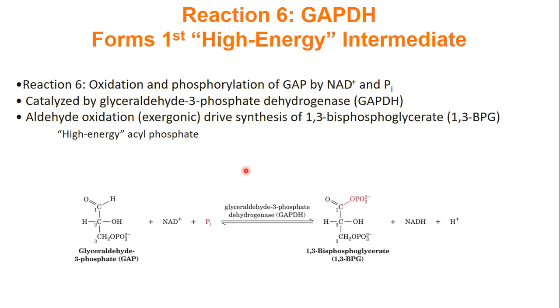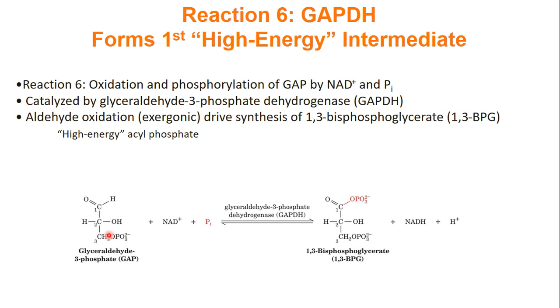So let's start getting into how we get energy out. So we're going to start with phase 2 now. Phase 2 begins with reaction 6, where you have oxidation and phosphorylation of our GAP by NAD plus and phosphate. The enzyme that is going to catalyze this is glyceraldehyde 3-phosphate dehydrogenase, GAPDH. So what's happening here?